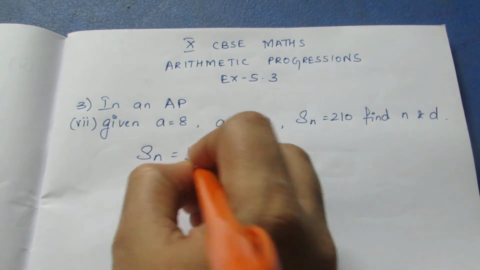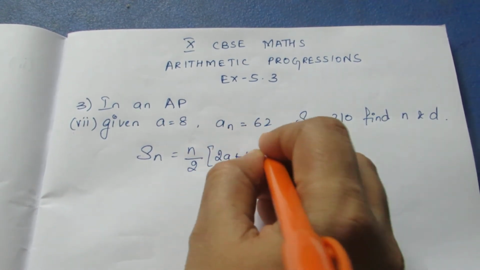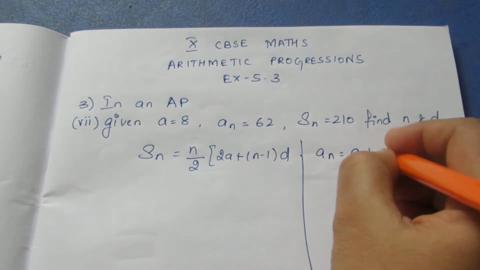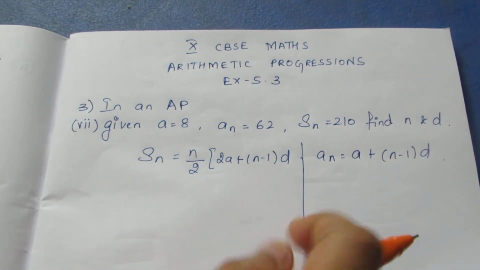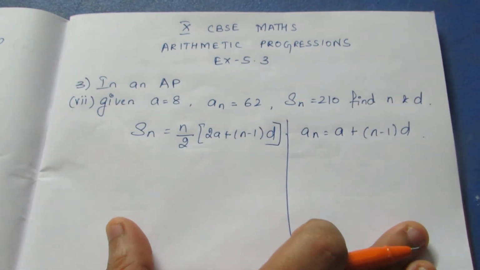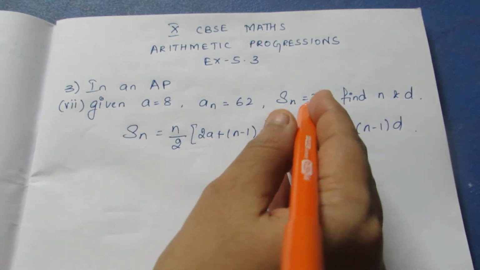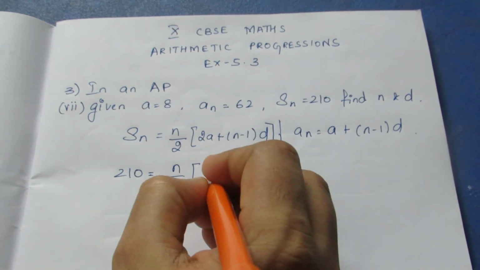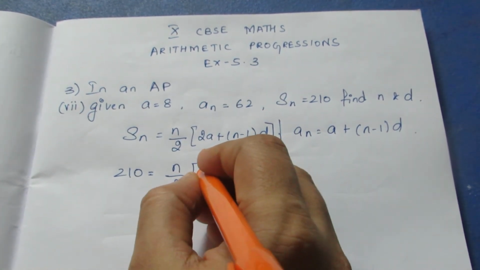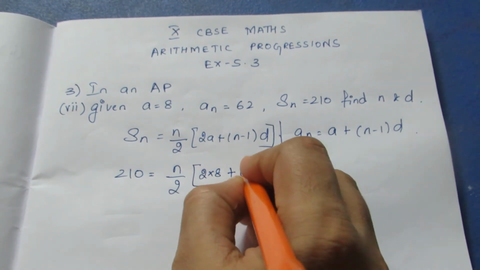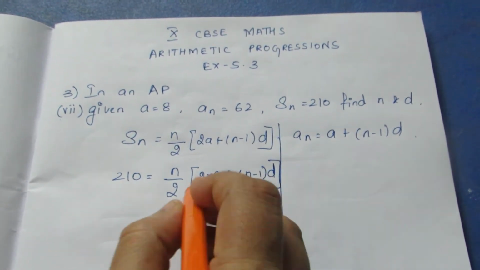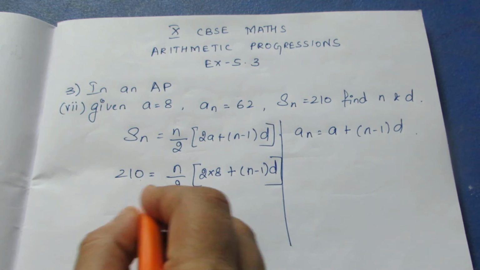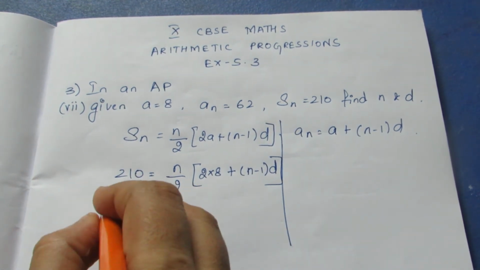Sn formula, you know that n by 2 into 2a plus n minus 1 into d, and an is equal to a plus n minus 1 into d. I am just writing it side by side so that you can see it, see the sum at a time. Now Sn we know that it is 210, n we don't know, so n by 2. 2a is a we know as 8 plus n minus 1 we don't know, and even d we don't know. Just multiply this number. I am bringing 2 to this side, it comes as a multiply, as it is in divide.